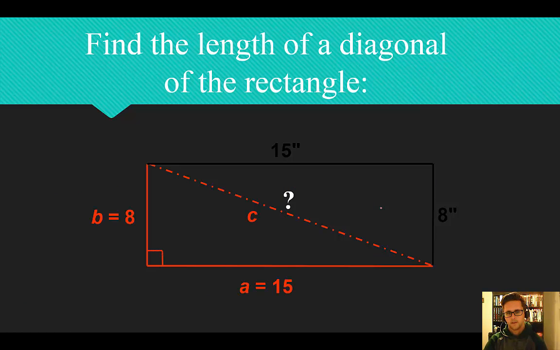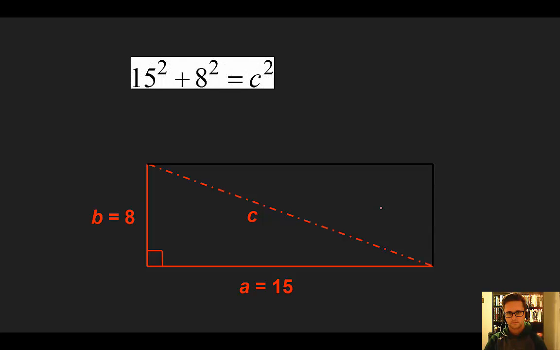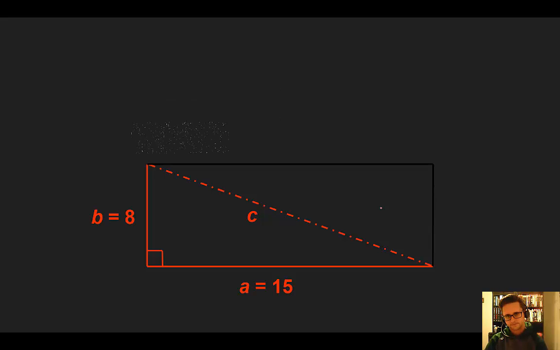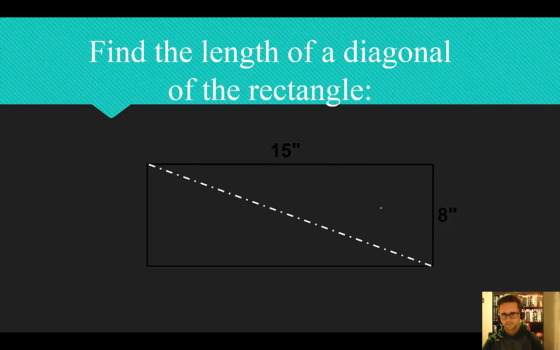So let's check my work. I knew that 8 and 15. 15 squared plus 8 squared equals C squared. Okay, I'm correct once again. 289 and 17. Good for me.